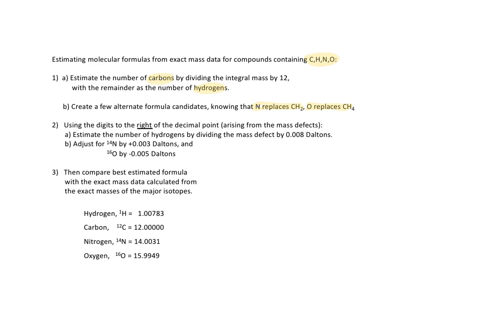Then focusing on the digits to the right of the decimal point, which arise from the mass defects, we can make adjustments by estimating the number of hydrogens, which have a mass defect of approximately 8/1000ths of a Dalton. Nitrogen 14 has a mass defect of approximately 3/1000ths of a Dalton, and oxygen 16's mass defect subtracts 5/1000ths of a Dalton.